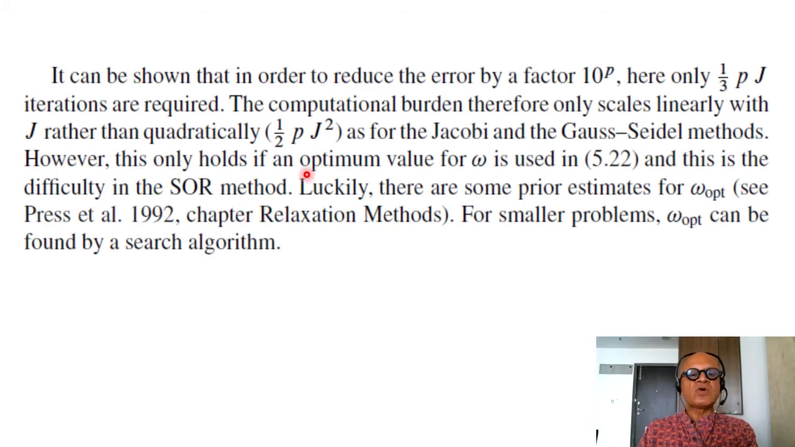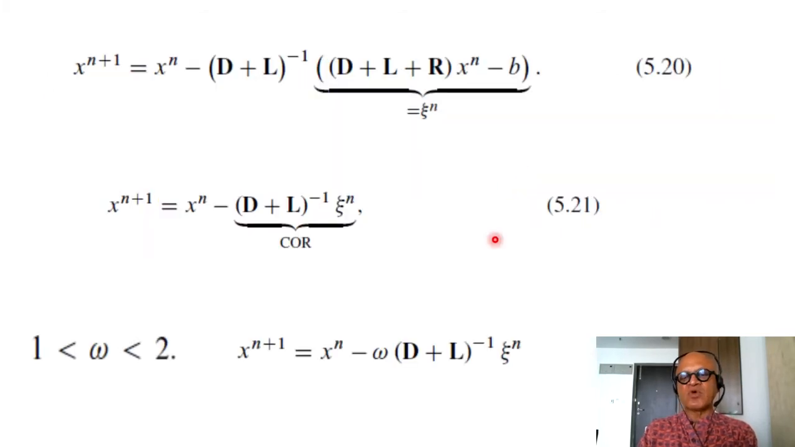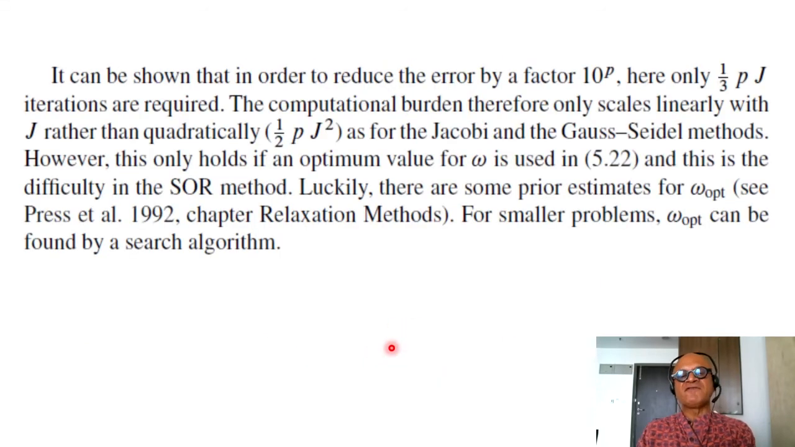However, this only holds if an optimum value of omega is used in 5.22. So that's the tricky part. There's never any free lunch. And this is the difficulty in the successive over-relaxation methods. Luckily, there are some prior estimates for omega optimum. You can see these papers, the book for a chapter on relaxation methods. For smaller problems, omega optimum can be found by a search algorithm.